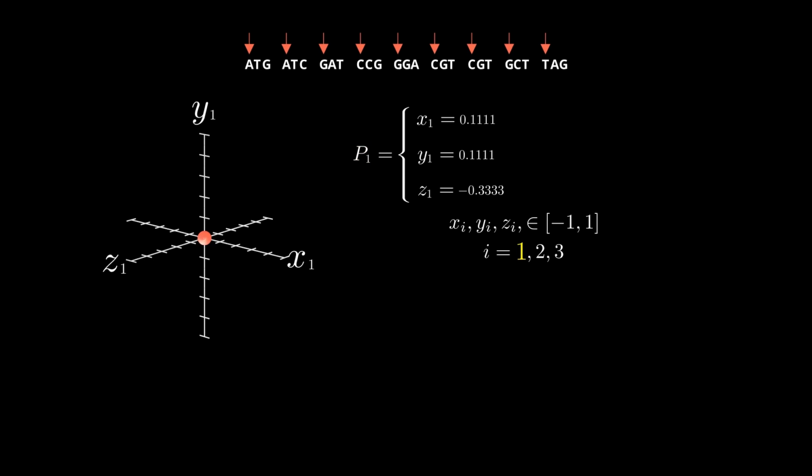X sub 1 is equal to 0.11, so we will move our point on the X sub 1 dimension by that amount. Y sub 1 is equal to 0.11 also, so we will move the point up by 0.11 in the y sub 1 dimension. And z sub 1 is equal to minus 0.33, so we can move that in the z sub 1 dimension by that amount.